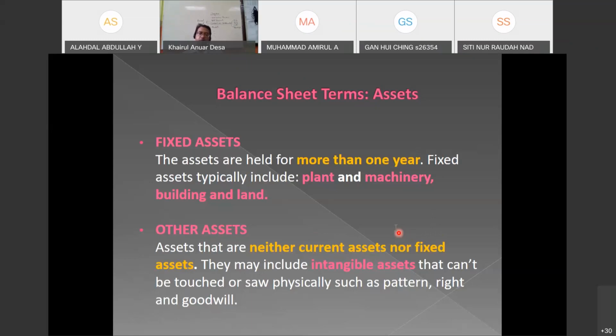In short, goodwill is the brand name. Okay, nama jenama ataupun nama baik, goodwill, nama baik syarikat tersebut. For example, Levi's, okay, ataupun Kentucky Fried Chicken, KFC or McDonald's. That is also the brand name, good brand name.